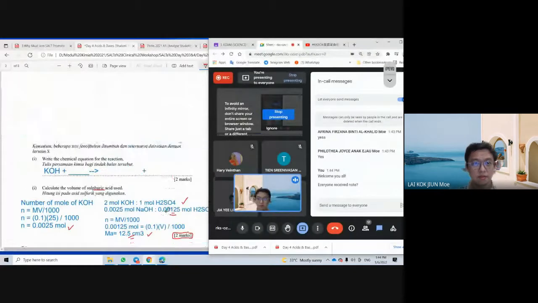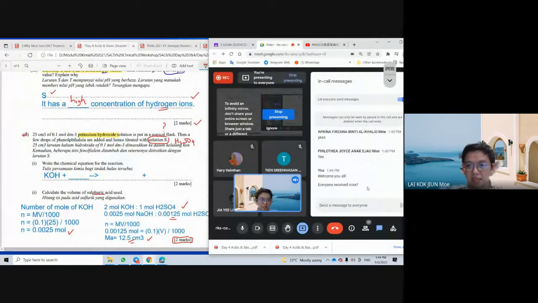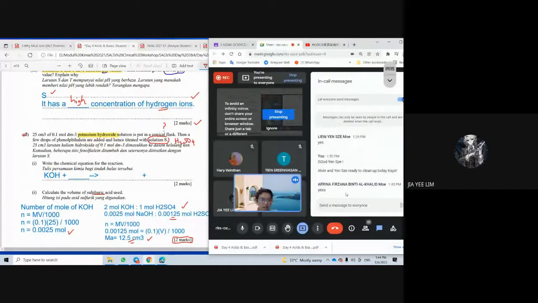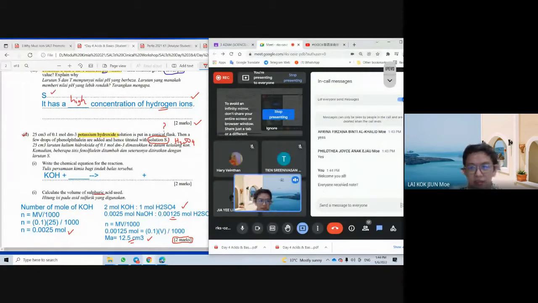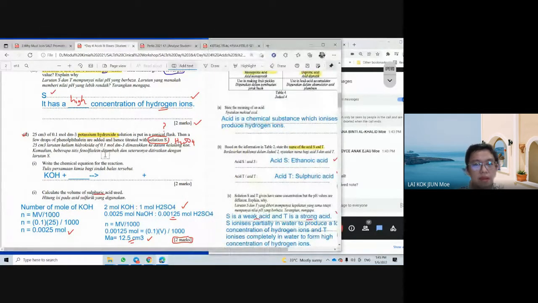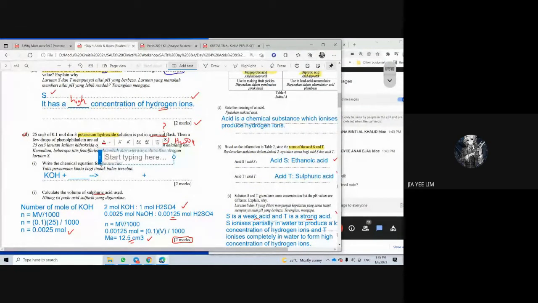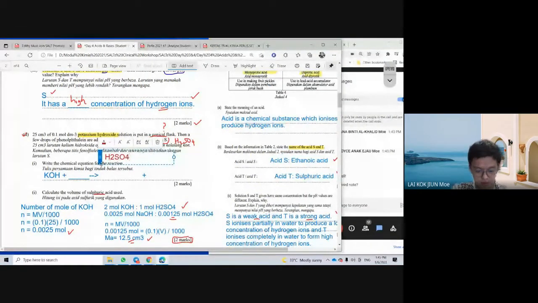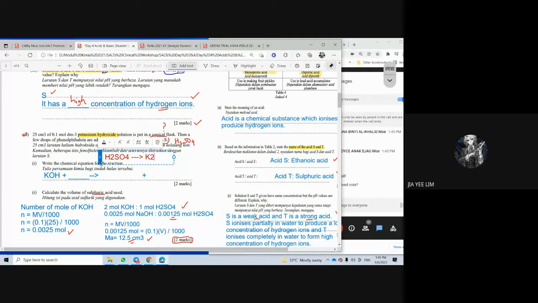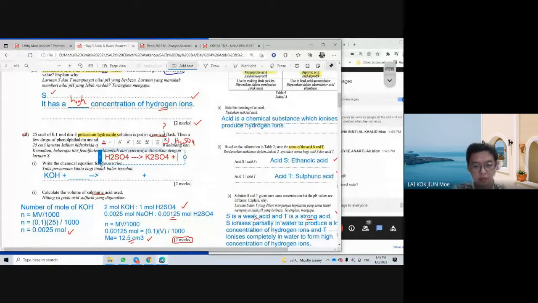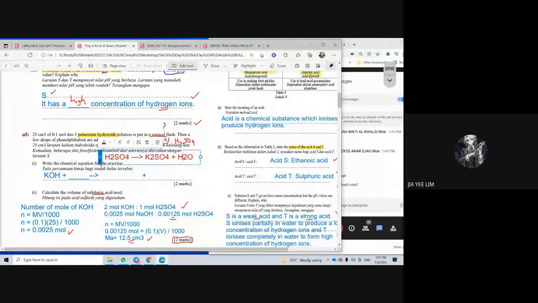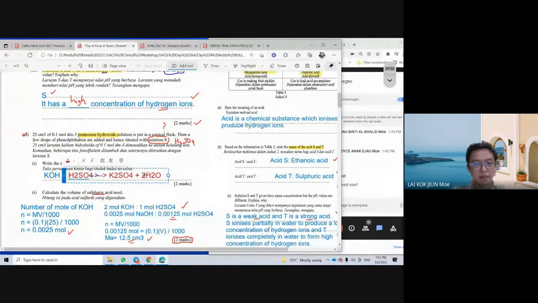Okay, continue to Jia Yi. Afina got nota. Okay, Jia Yi, KOH out. So KOH here, you have to put another one, H2SO4. H2SO4 good, and then it will form K2SO4. SO4, very good. How many water? 2. Oh, very good. Okay, like this. Complete already.